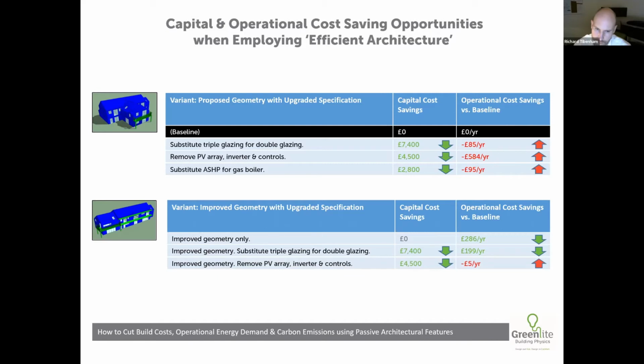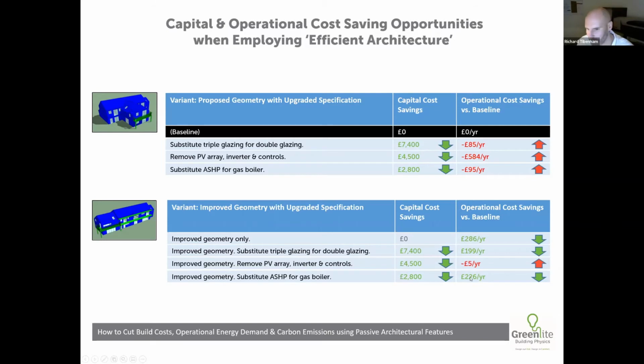You could remove the PV array. You might decide that you want to do that at a later stage. You'd save £4,500 on the build, and you'd only incur £5 additional running costs compared to the baseline per year. And you could substitute the air source heat pump for a gas boiler, save £2,800 on the build. You'd still be saving £226 per year compared to the baseline.